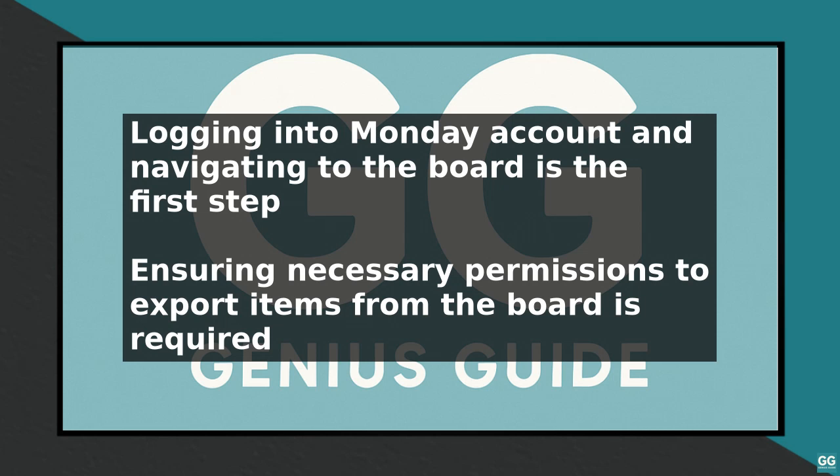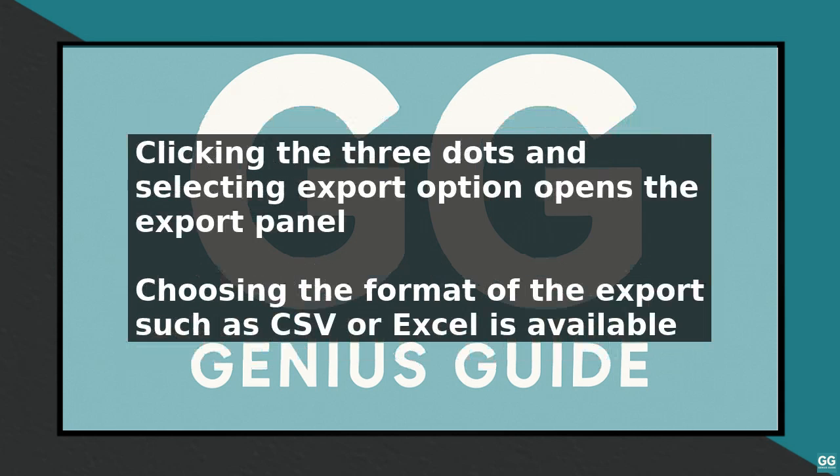the drop-down menu. This will open the Export panel where you can choose the format of the export, such as CSV, Excel, or Google Sheets. Next, select the items you want to export by checking the boxes next to each item.